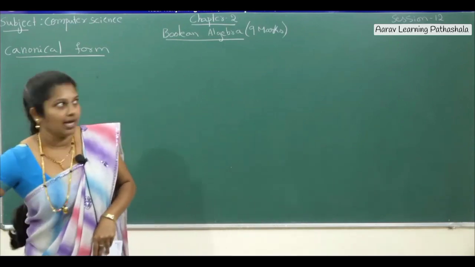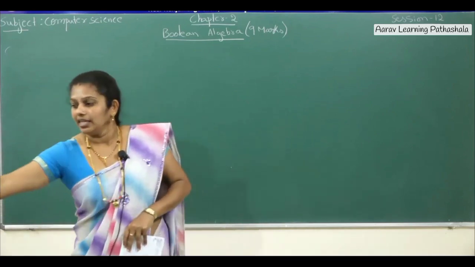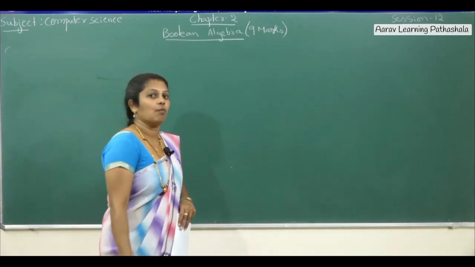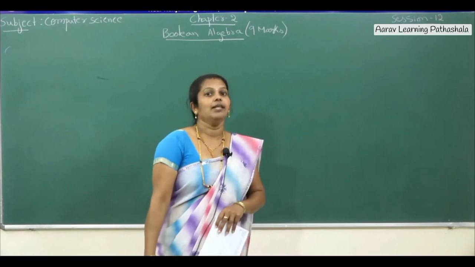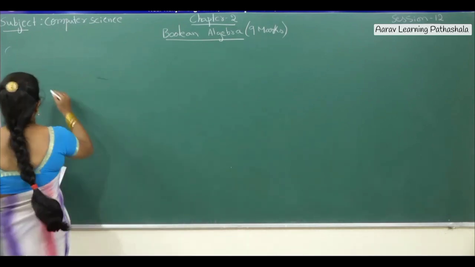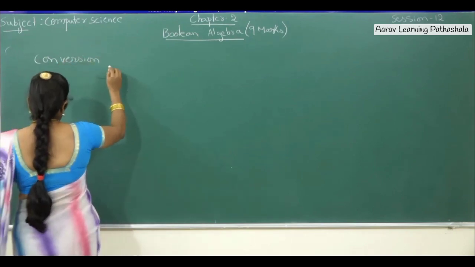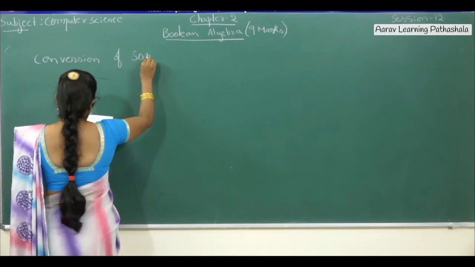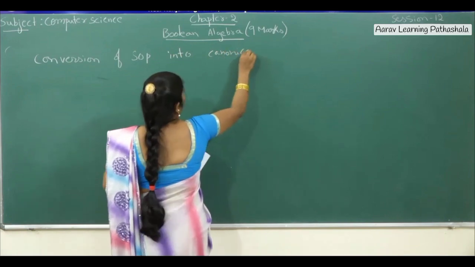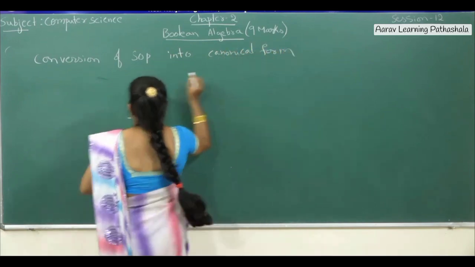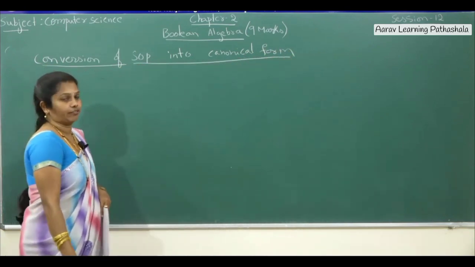In the exam they will ask how to find the canonical form. Canonical form is nothing but any Boolean expression expressed as a sum of min terms or a product of max terms. Now, in the exam, if they give the heading conversion of SOP into canonical form, consider that they ask you to convert SOP. SOP stands for sum of product form.